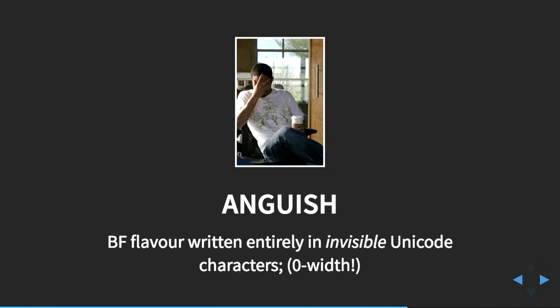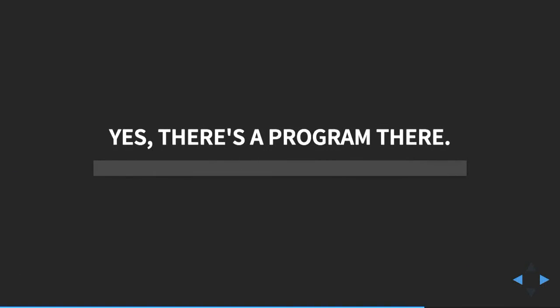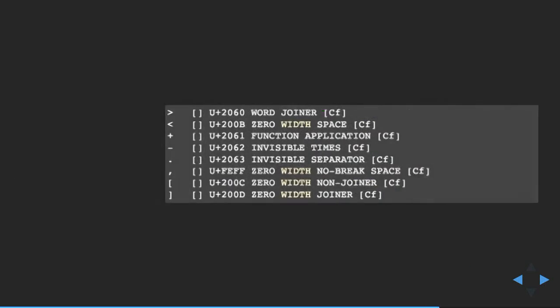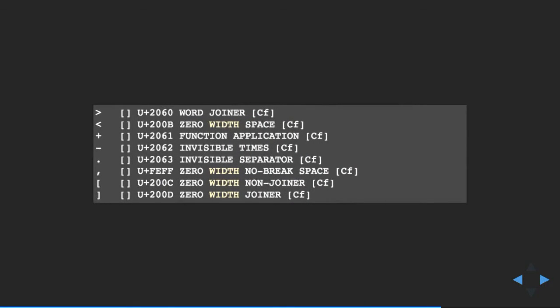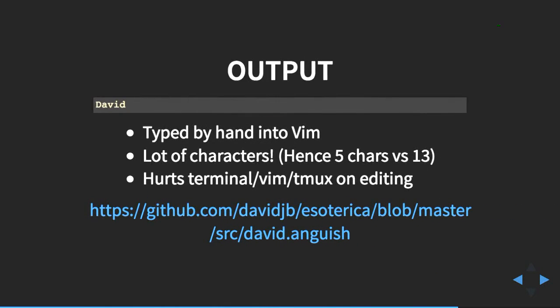So finally, Anguish. Now this one's written in invisible Unicode characters. Yes, there is a program there. These are the characters that get used, and essentially the output from that code originally outputs my name. The reason I didn't use PyCon is because it's easy to type. I typed all those characters by hand into Vim. That is very, very hard.